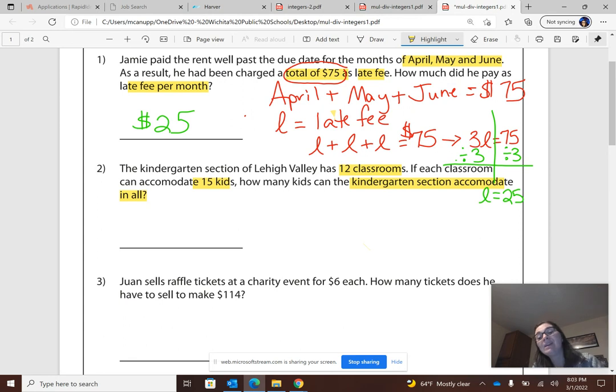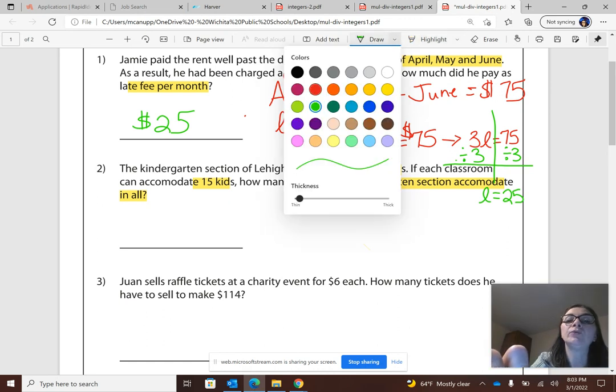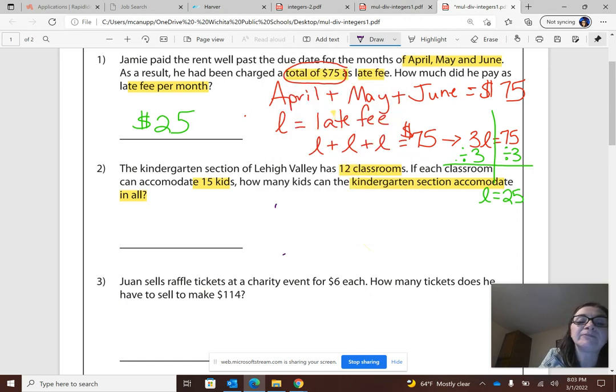Okay, now, in all is another one of those things where I hear like that could be addition, but there's 12 classrooms, and in each classroom there's going to be 15 kids. I'm not going to write 15 plus 15 12 times. What we're going to think about is that we hopefully know that if I have 15 kids in each classroom and there's 12 classrooms, that's going to be multiplication. That's going to give me the total number. Now, how do we do this multiplication?